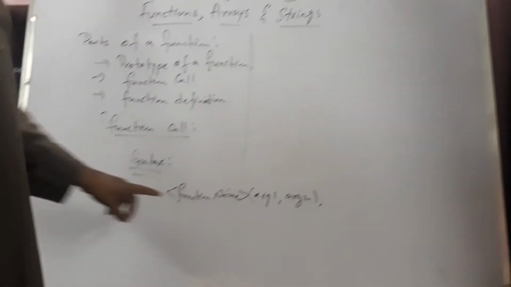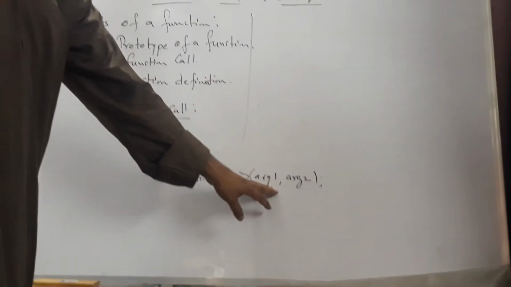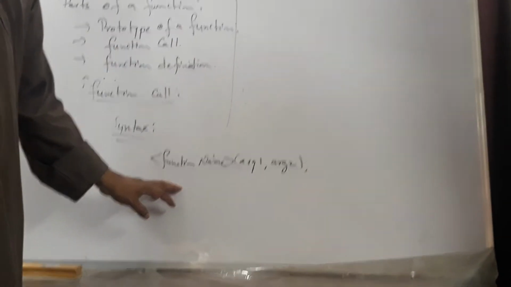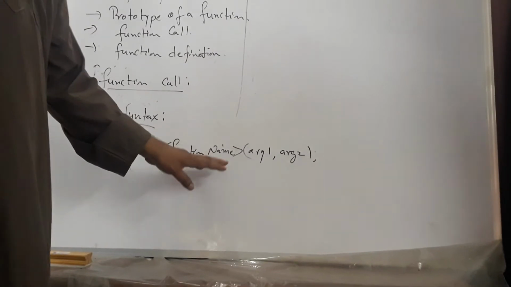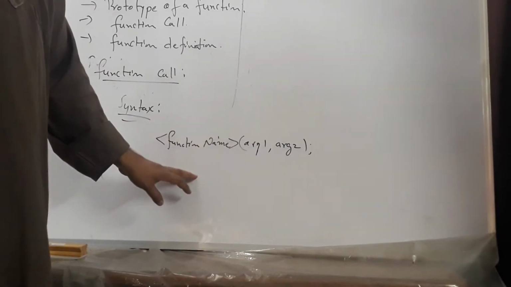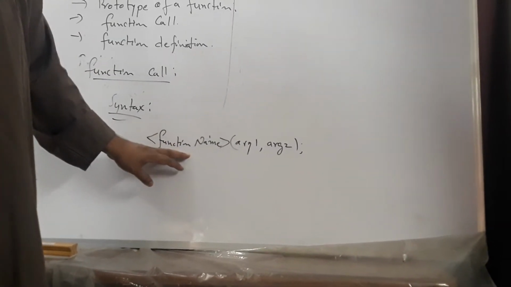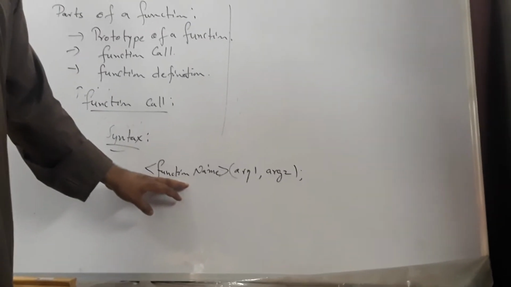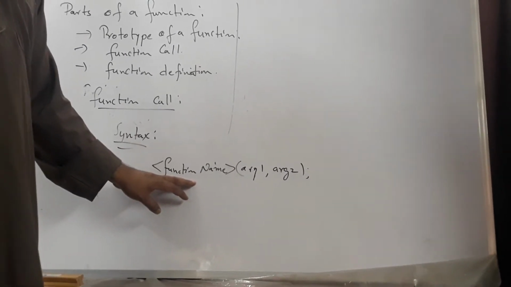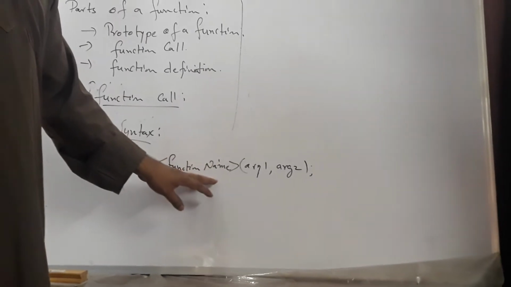A function call will have a function name and its arguments, which we have already declared in the prototype. If we are missing the prototype, there will be an error that the function prototype is missing. So we need to write the function prototype before the function call for any function. If that particular prototype is missing, there will be an error at compile time.